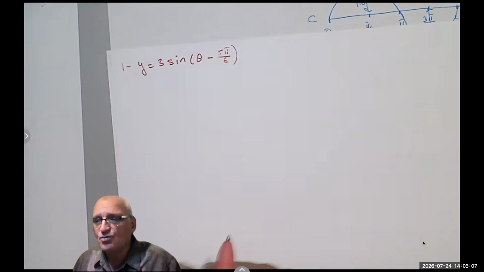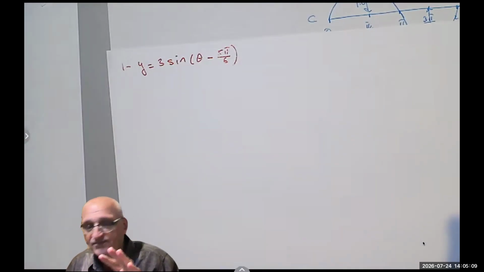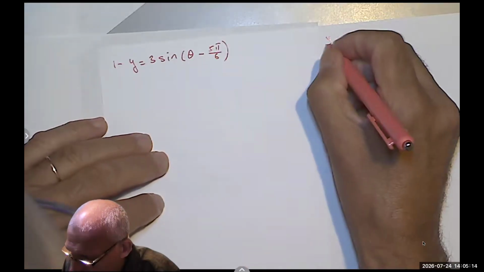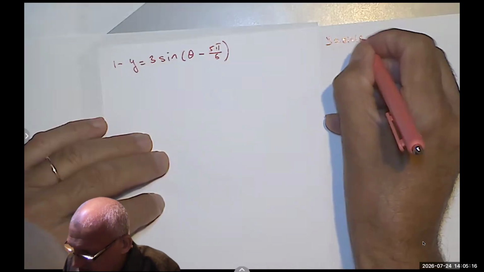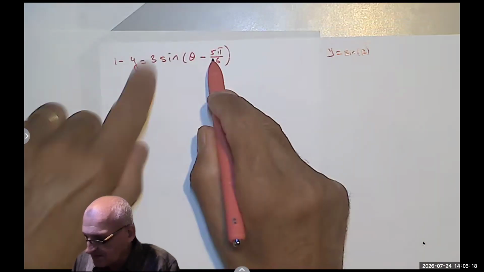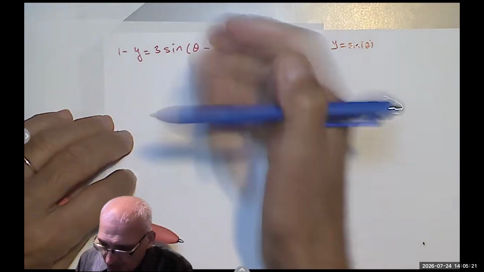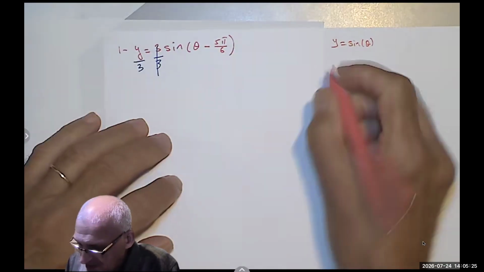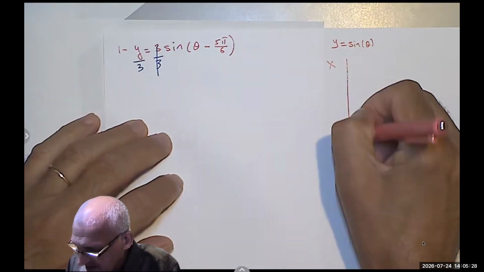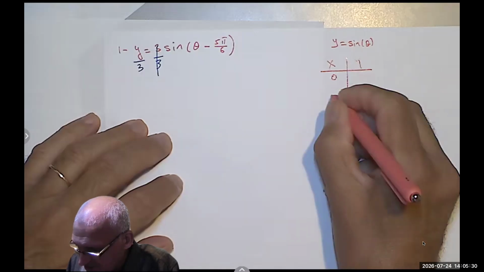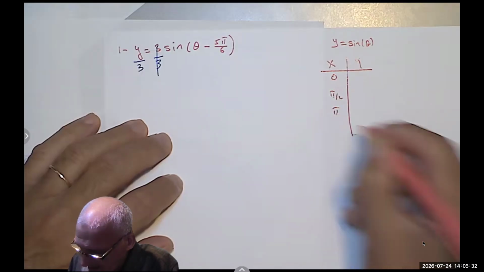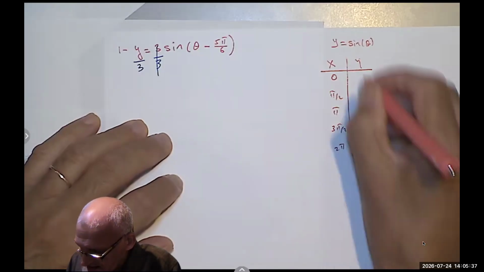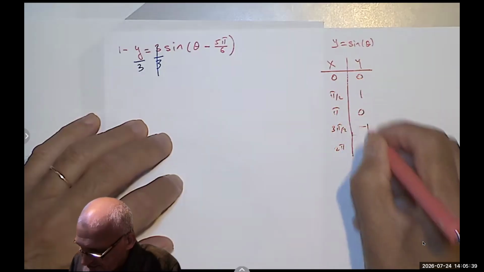Notice I'm not going to say what is the length of the period, what is the shift. No, I'm not going to do any of that. I'm going to say, well, the parent function is y equals sine theta. So I only have the sine on the right. There is a 3, so I'm going to divide by 3 both sides. Now, I know x and y for the sine. We just wrote them down: 0, pi over 2, pi, 3 pi over 2, and 2 pi, and these are 0, 1, 0, -1, 0.